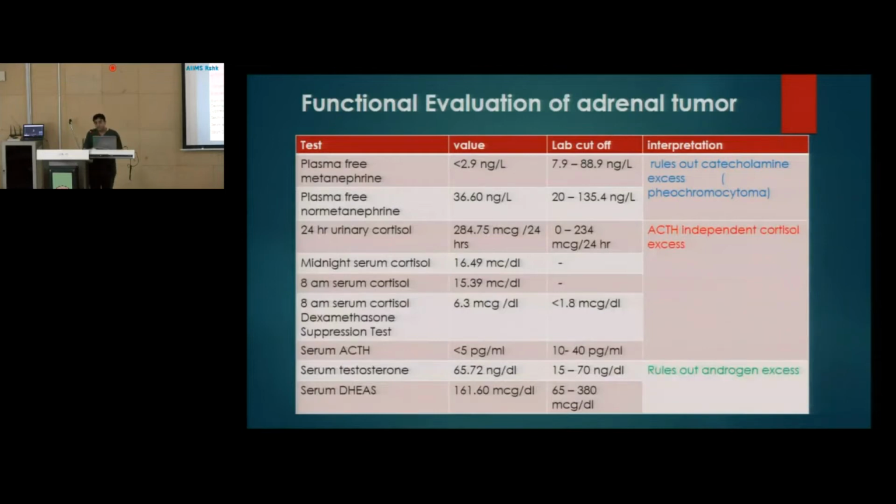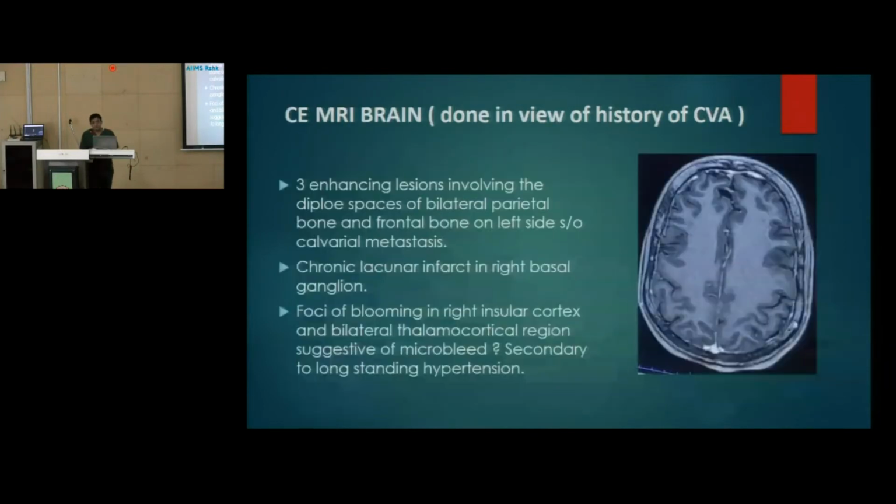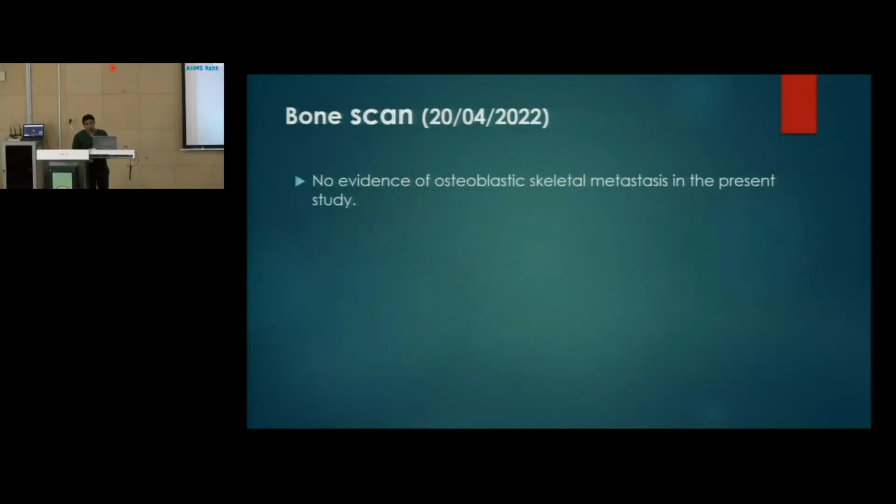Since the patient had a history of cerebrovascular accident 4 years back, we did one MR brain. In that we found there were 3 enhancing lesions involving the diploic spaces of bilateral parietal bone and frontal bone on left side, suggestive of calvarial metastasis. There were chronic lacunar infarcts in the right basal ganglia region and foci of blooming in right insular cortex and bilateral thalamocortical region, suggestive of microbleeds secondary to long-standing hypertension. So, in view of the likely mets in the bilateral parietal bone and frontal bone, we did one bone scan that was not suggestive of any bony metastasis.